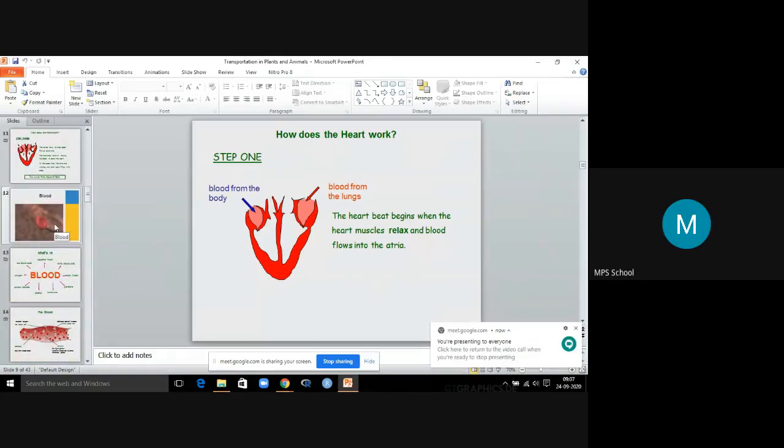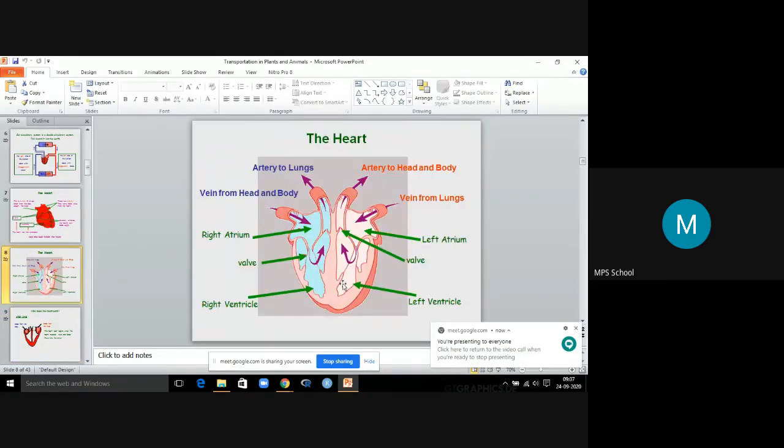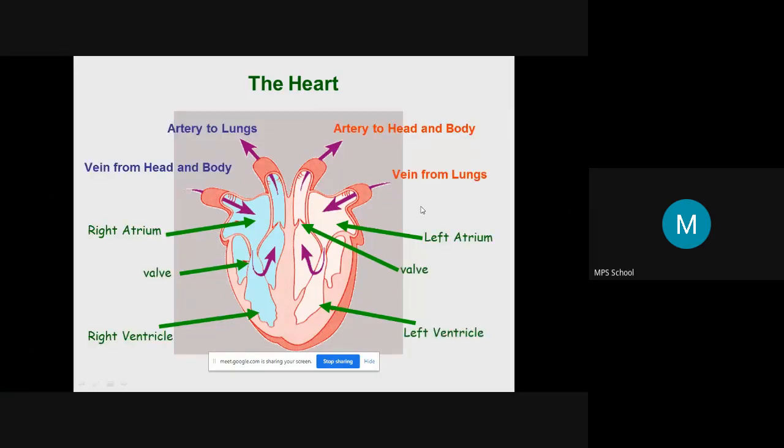Once again, I will explain how the heart functions with this diagram. The oxygenated blood from the lungs will enter into the left atrium, and with the help of the valve, when it contracts, the oxygenated blood will enter into the left ventricle. When the left ventricle contracts, it will be pumped from the left ventricle throughout the body, head and body.